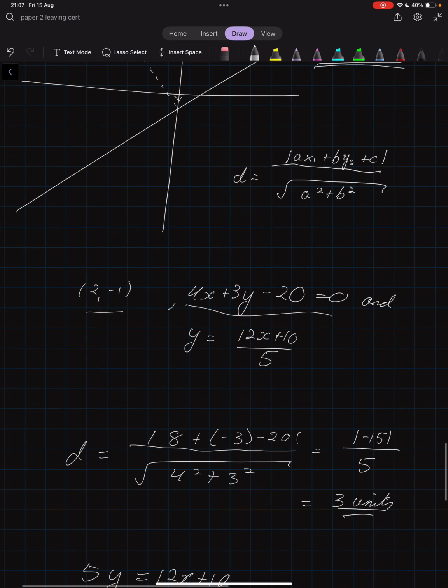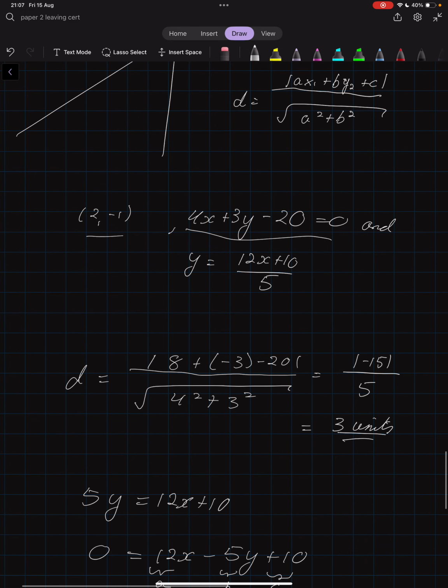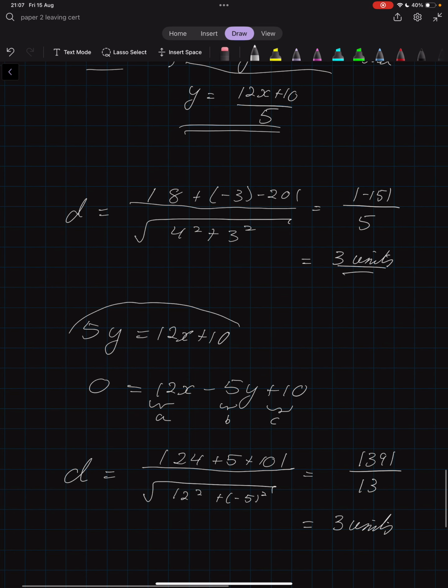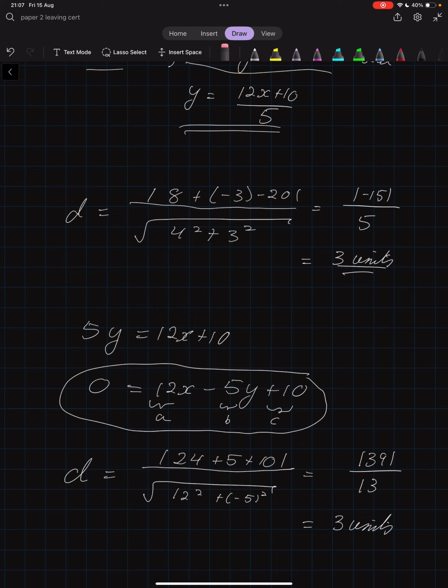So that's the moral of the story: when you're doing it, if they give you a line like this, you always change it into this form. Sorry, not that form, this form. So it always has to equal 0 like this, okay? So just be careful about that. Okay.